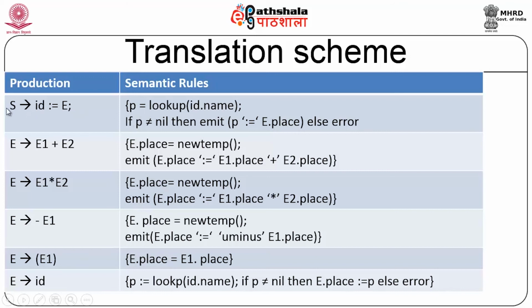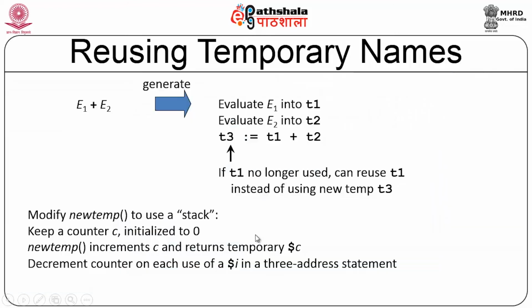So, here S produces id colon equal to e, LHS is going to be an identifier which is looked up in your symbol table, and if p is not equal to nil, meaning that p is available, then you emit p is equal to e dot place, else you throw an error. And the second one is e dot place is equal to new temp, and emit e dot place is equal to e1 dot place plus e2 dot place, which is a similar one. Only thing here is if the variable p is available in the symbol table, then you emit, else you say it is not available, therefore it cannot be handled. So, this is similar to the previous one.